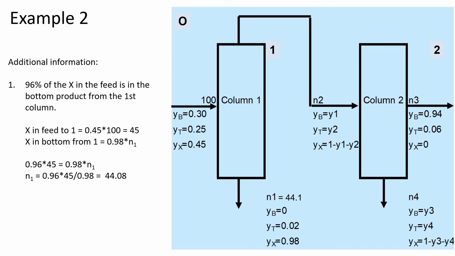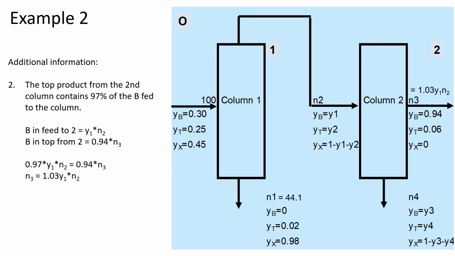Let's go back and reread that problem statement again. We find there is one additional piece of information that we're given, and that's that the top product from the second column contains 97% of the benzene fed to the column. Now this type of specification is one that you will commonly encounter when distillation columns are designed. And we're going to use this the very same way we used the previous piece of information. First off, we're told the top product contains 97% of the benzene fed to that column.